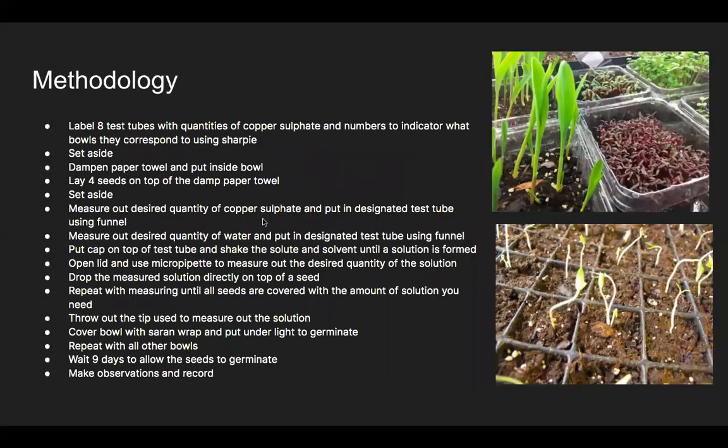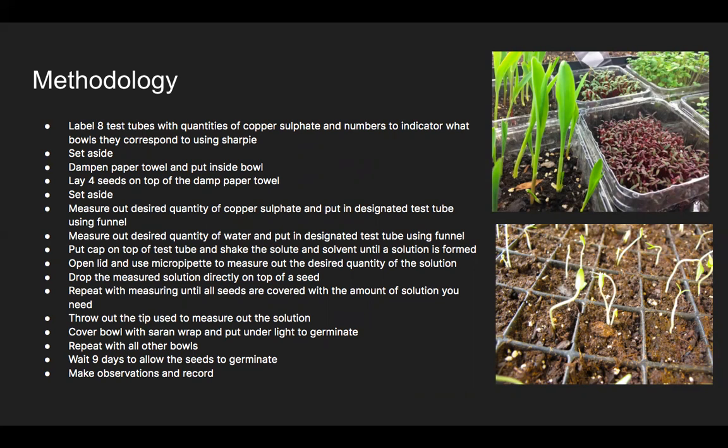To conduct this experiment, I labeled 8 test tubes with a specific quantity of copper sulfate and a number to indicate what bowl they corresponded to. I then set the test tubes aside. Next, I dampened a paper towel and laid it inside each of the bowls. I then placed 4 seeds on top of the paper towel and set the bowl aside.